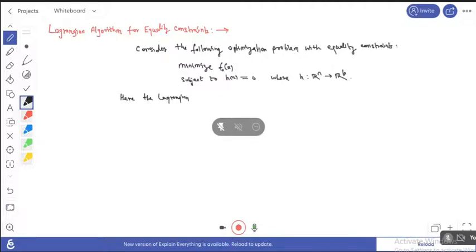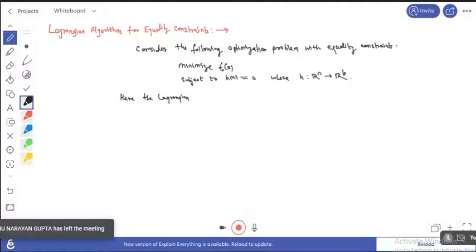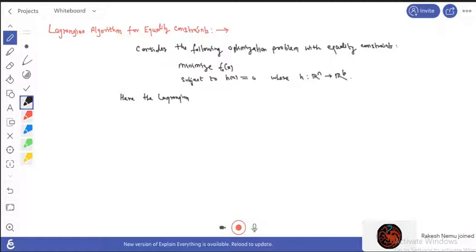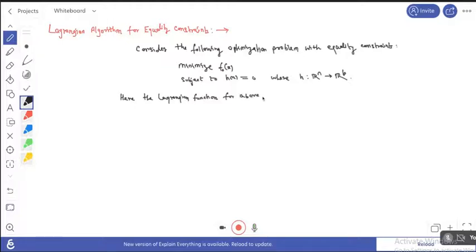In this case, you have a problem: minimize a function, that is your objective function, subject to the constraints, and there are equality constraints, suppose q number of equality constraints. So this H is mapping from Rn to Rq. Okay, so here the Lagrangian function, you have studied what is a Lagrangian function for any equality constraints problem.